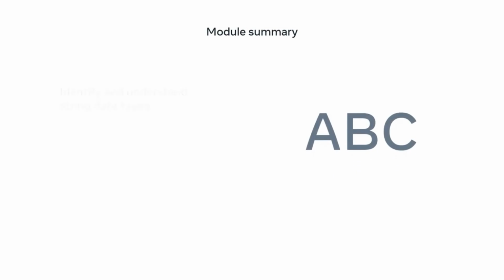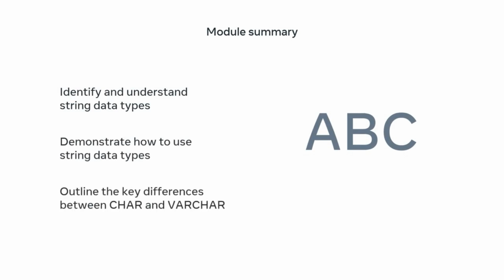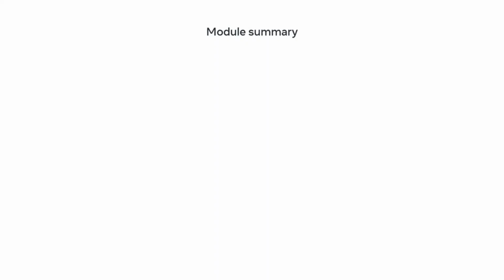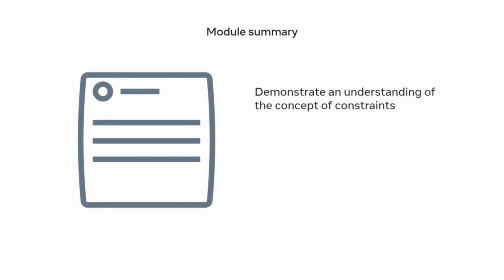During your investigation, you learned how to identify and understand string data types in a database, demonstrate how to use string data types, and outline the key differences between char and varchar data types. The final concept that you learned about in this lesson was default values. Now that you've completed the lesson on default values, you're able to demonstrate an understanding of the concept of constraints in a database with SQL syntax, and identify the default constraint to set default values in a table.